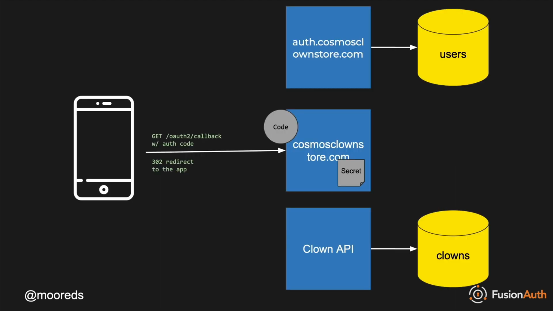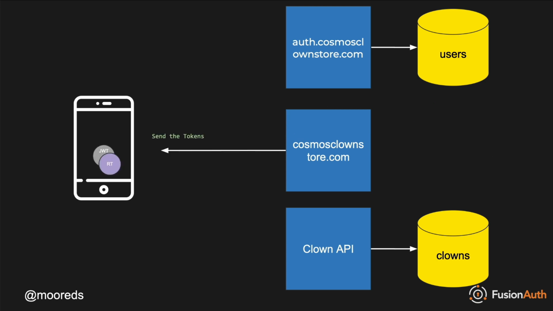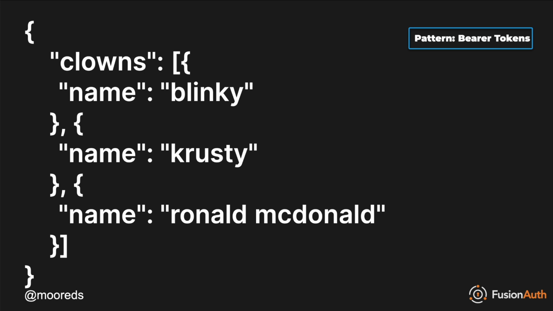And then that code is passed to the Cosmos Clown Store app, which has a pre-configured secret. That secret and the code are passed to the identity server, the OAuth 2 server, and access tokens and other tokens are returned. The bearer tokens are returned, basically. And then we send those tokens down to the client. The client then presents that token to the Clown API, and the Clown API sends back that clown information. So in this case, that gray JWT is the bearer token. And here's an example of the data that you might get back.